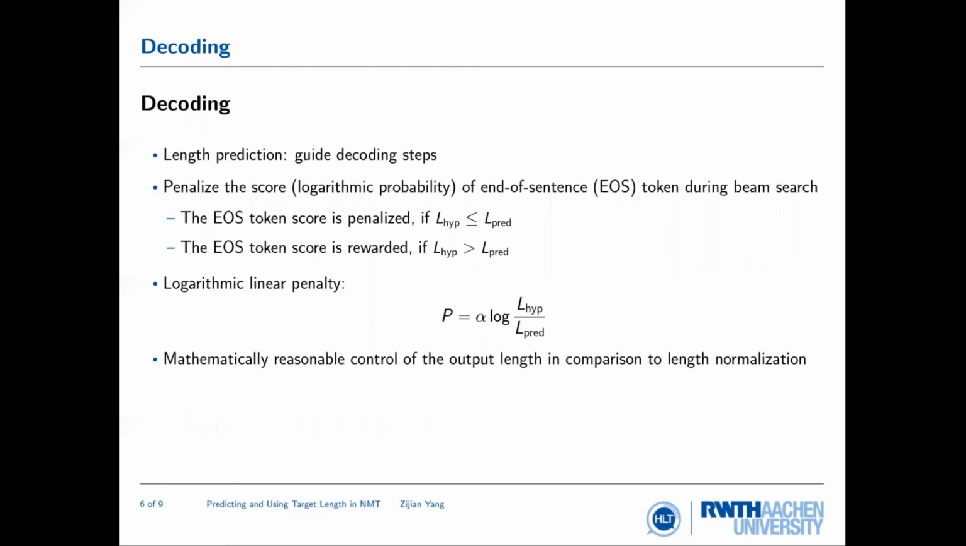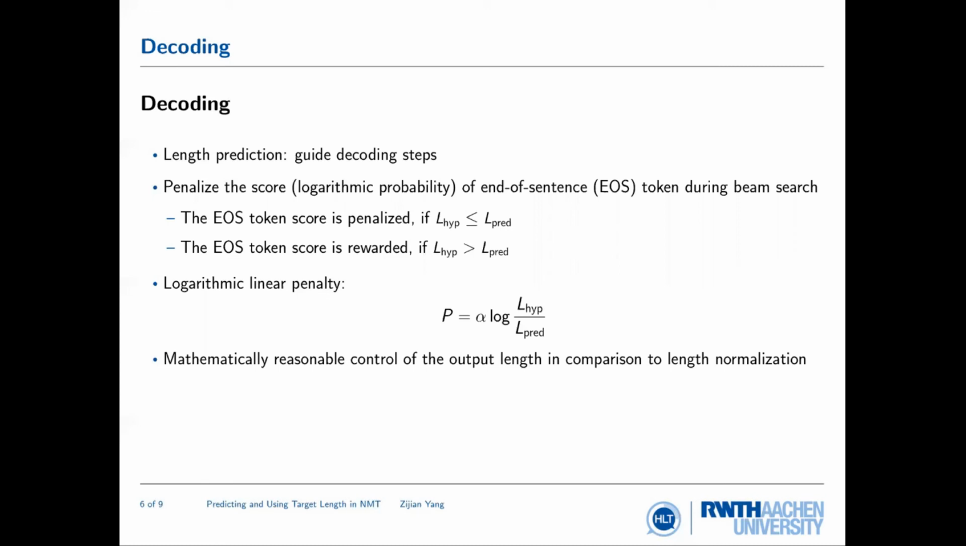Okay, and now here's the decoding part. As introduced above, length prediction can be employed as an alternative of length normalization. In this part, I'm going to introduce how to use length prediction to guide decoding steps directly.